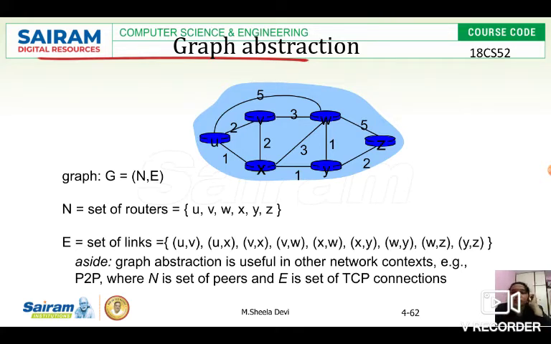And next is the set of links. Links are nothing but the interconnections that exist between u and x, and u and v, and every link has been given a cost also. So what is the meaning of that 1, 2, 2, 3 and all? If you travel from u to x or from x to u, what is the cost? That is 1. To travel from u to v or from v to u, the cost is 2. So this is the meaning of the cost.